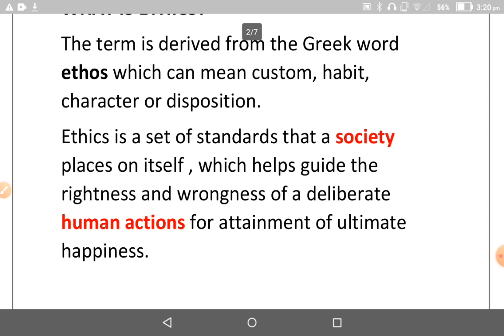For example, we say an Indian society, or we say an American society. Both these societies are different, because in the Indian society we have our own beliefs, values and practices, and in the American society, their practices and beliefs are different from ours.